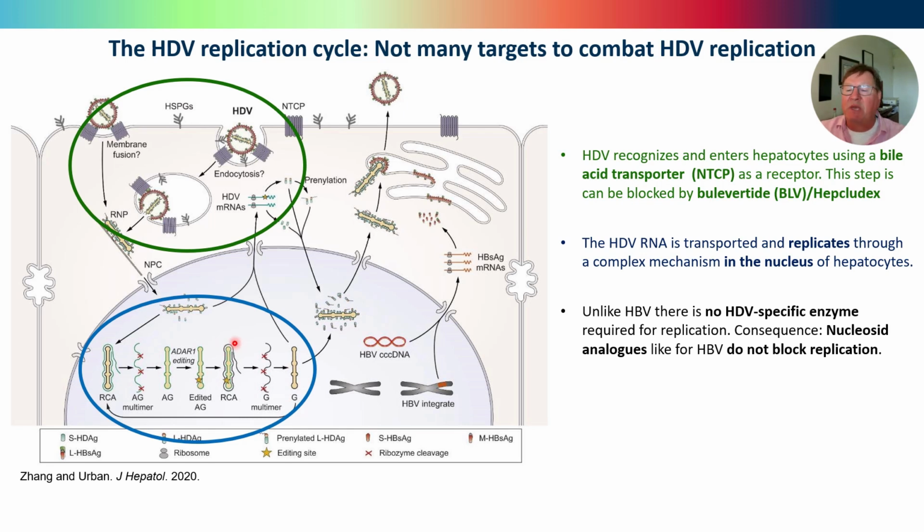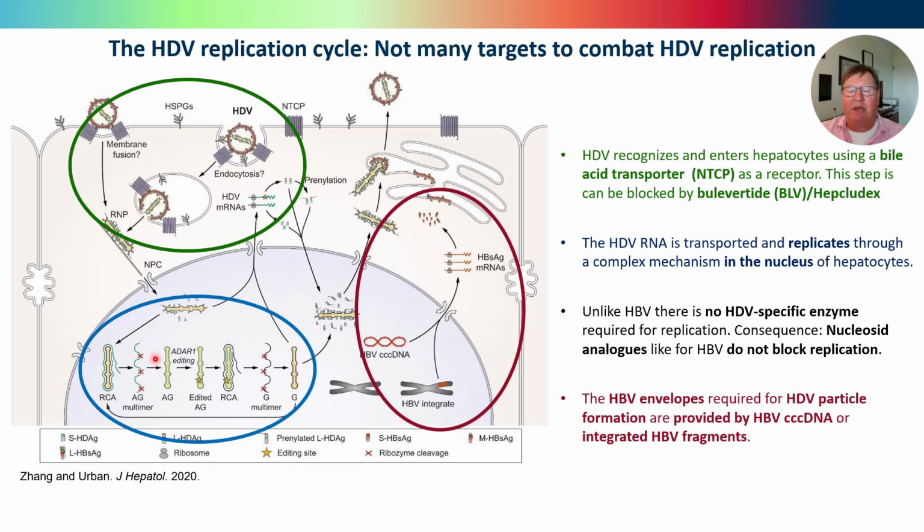But unlike HBV, there is no HDV-specific enzyme required for replication. The virus is doing that with host enzymes. And the consequence of that is that the nucleoside analogs that are inhibiting HBV replication cannot block HDV replication. Now, the HBV envelopes that are then required to form the mature particle are provided by the cccDNA from the hepatitis B virus in a co-infected cell, or they can also be provided from an integrate that occasionally occurs in an HBV infection, and that leads to the release of progeny viral particles.